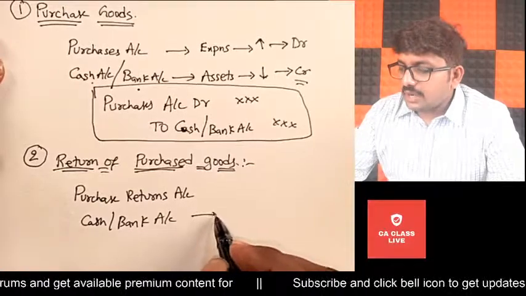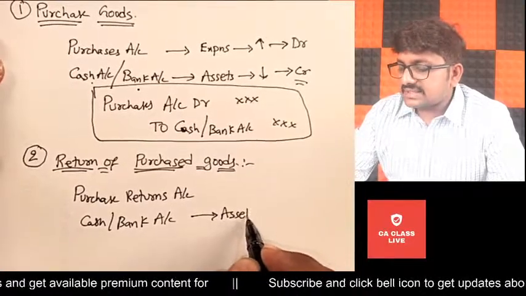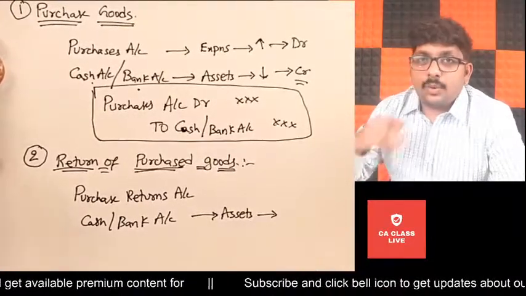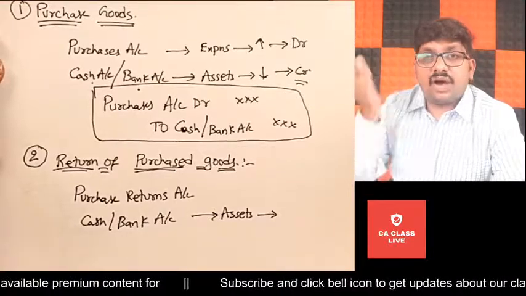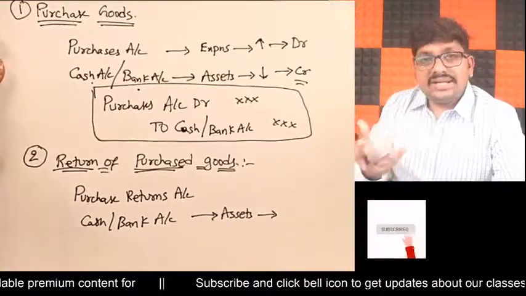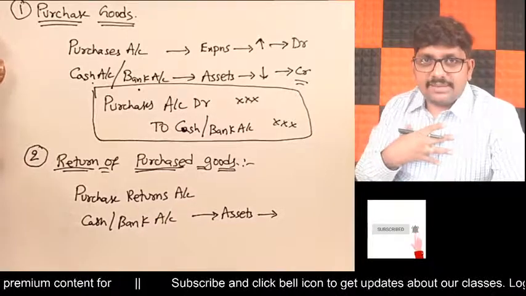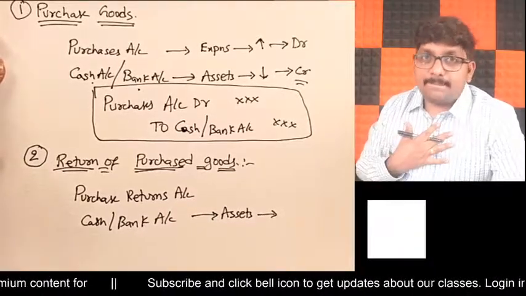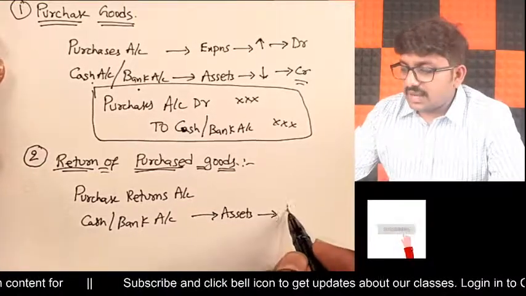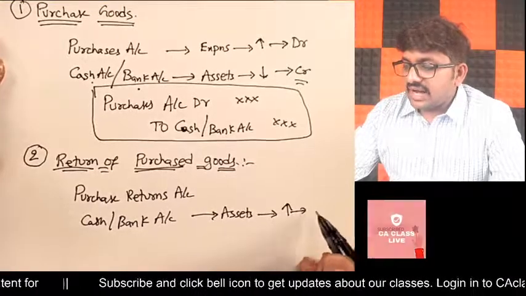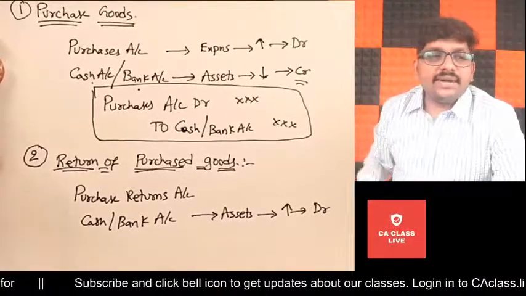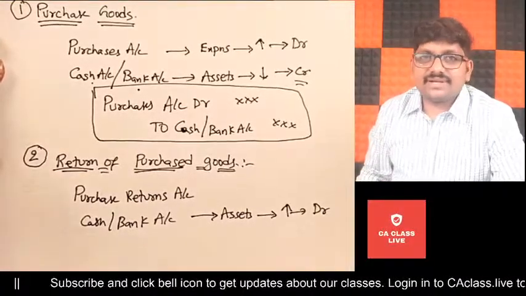Now, cash or bank is a part of assets. When you return your goods after earlier purchasing for cash, you will take money back. When you take money back, your cash balance will increase. When assets increase, what should you do? Debit, obviously.